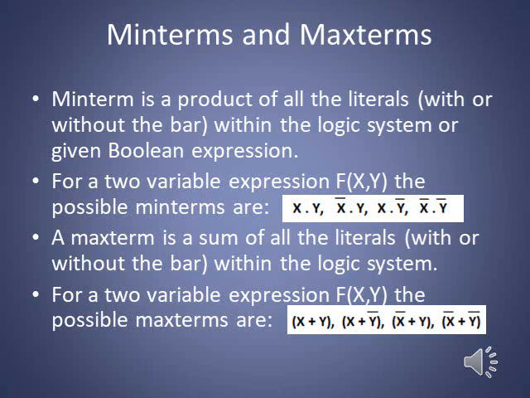Similarly, a max term is defined as the sum of all the literals, with or without bar, within the logic system or within a given expression. For a two variable expression f of x y, the possible max terms are 4. These are x plus y, each term is a sum term, x plus y bar, x bar plus y, and x bar plus y bar. Similarly, for a three variable expression, there will be 8 max terms.